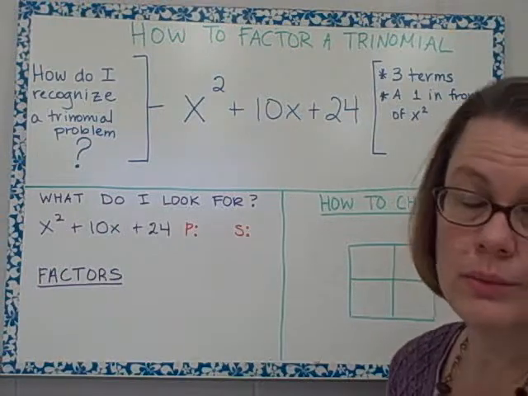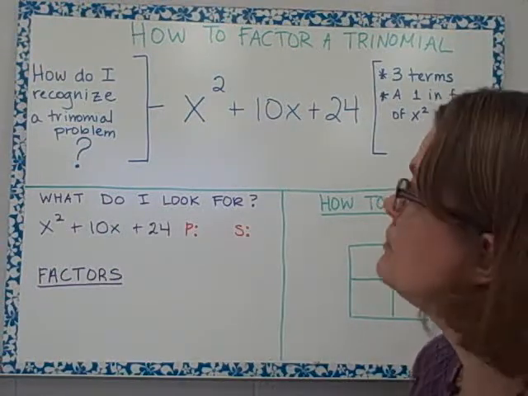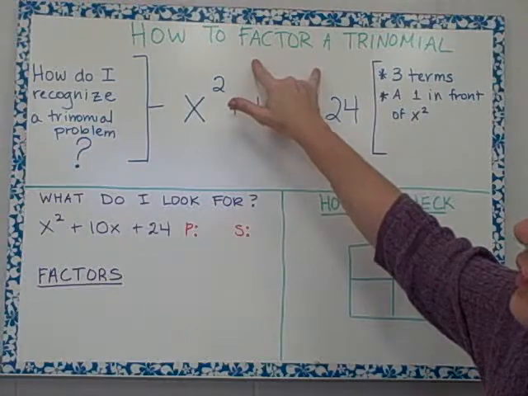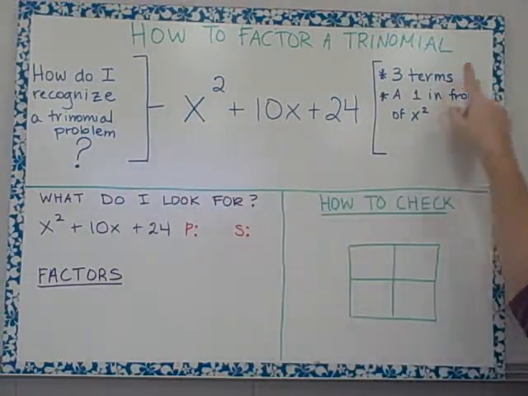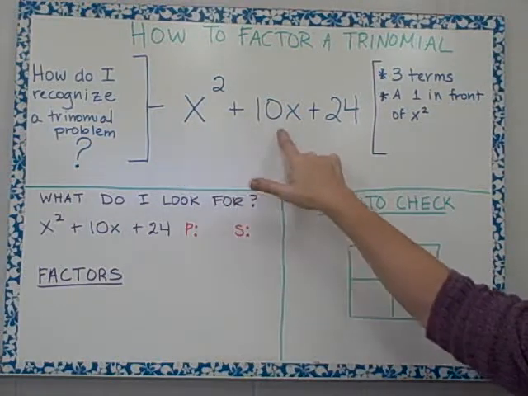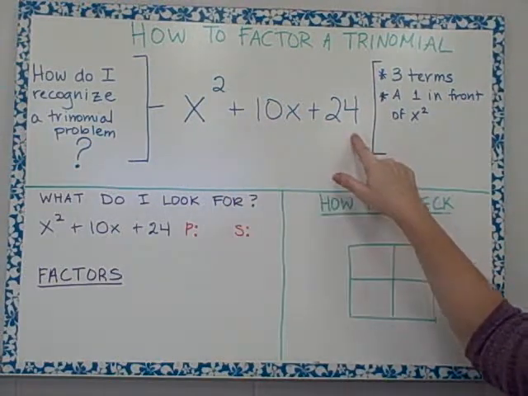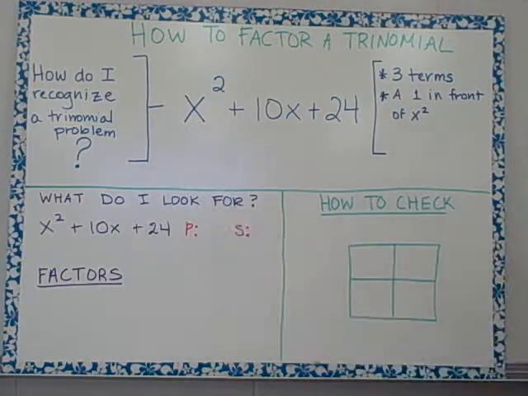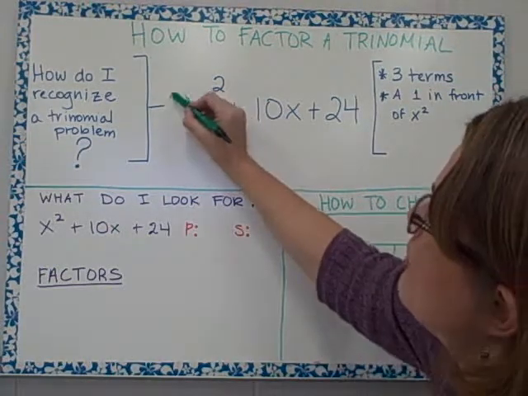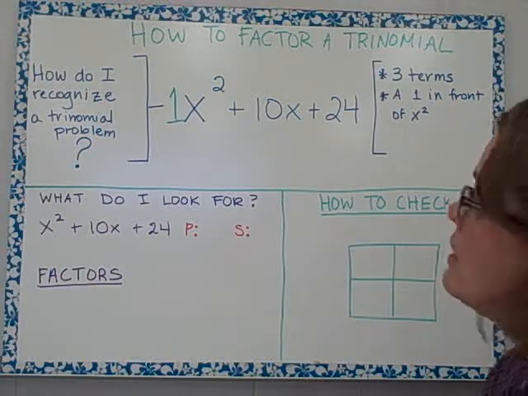In this quick review, we're going to talk about factoring a trinomial. First of all, how do I know that I have a trinomial problem to factor? Well, two things. I have three terms, 1, 2, 3. That makes this a trinomial. And there is a 1 in front of x squared. Most of the time we don't write that 1, but we understand it to be there.